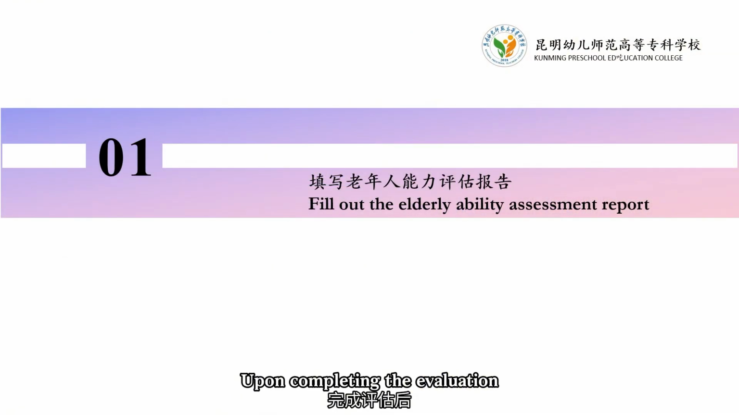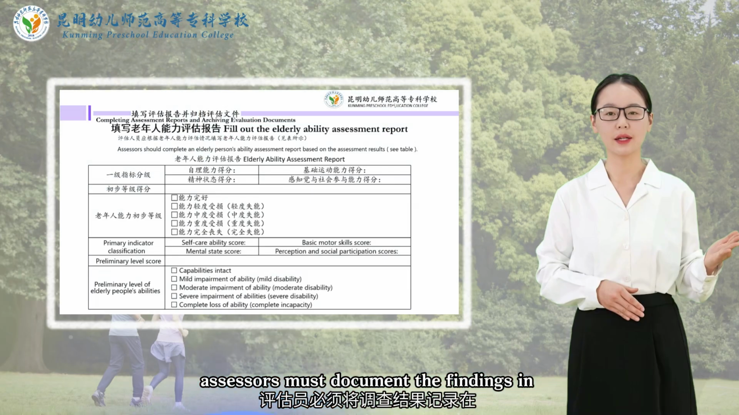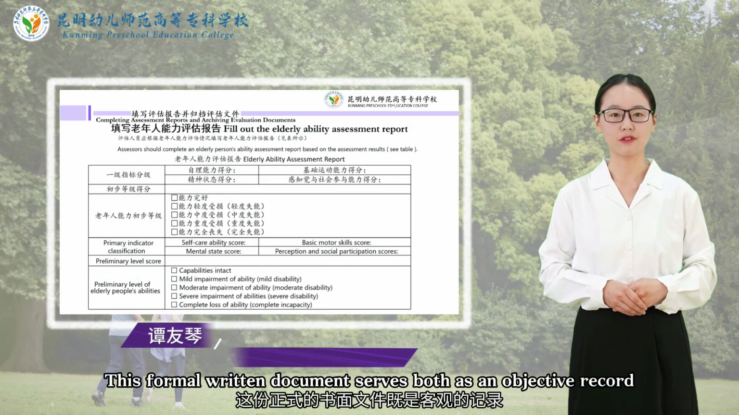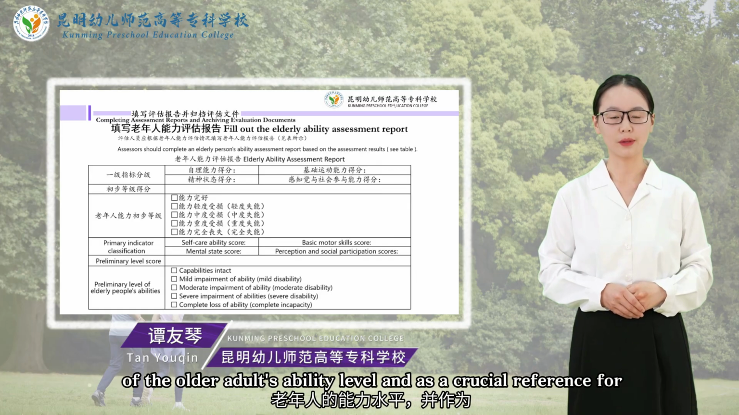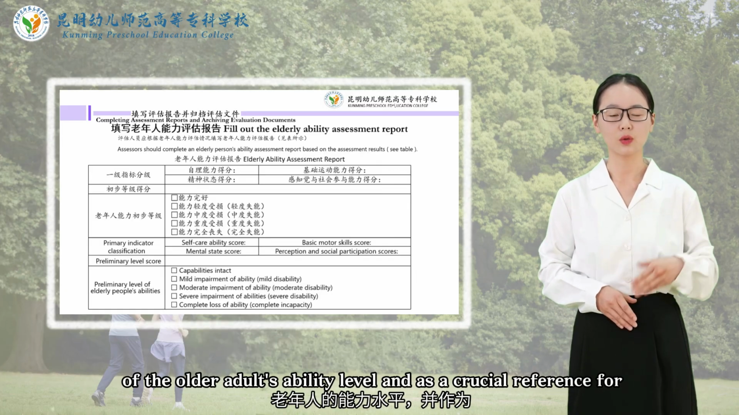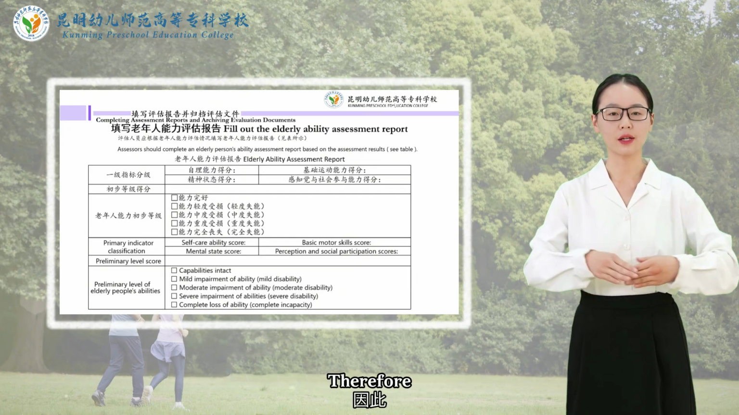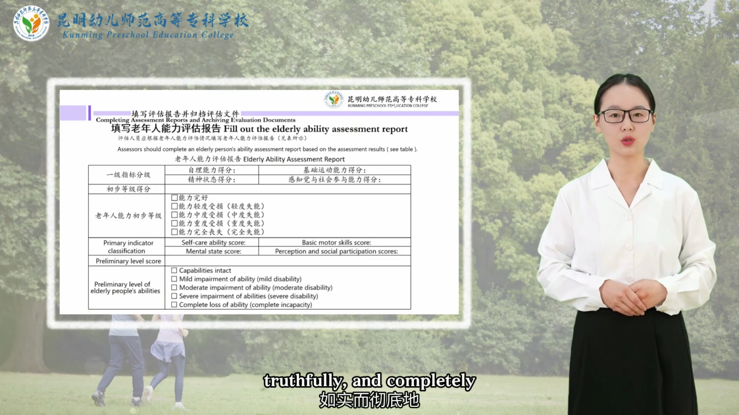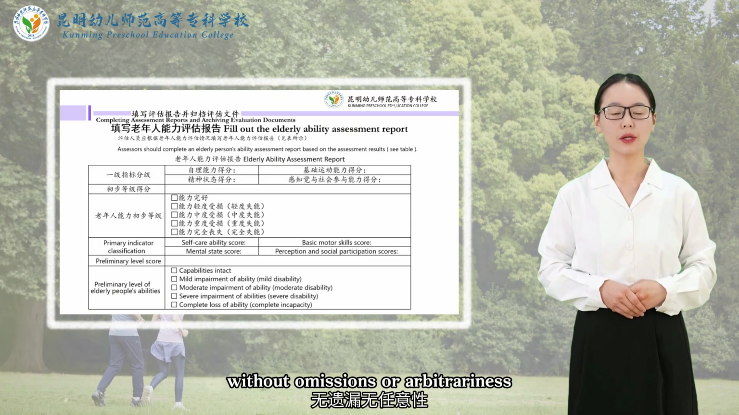Upon completing the evaluation, assessors must document the findings in the Older Adult Ability Assessment Report. This formal written document serves both as an objective record of the older adult's ability level and as a crucial reference for subsequent care and services. Therefore, the report must be completed rigorously, truthfully, and completely, without omissions or arbitrariness.